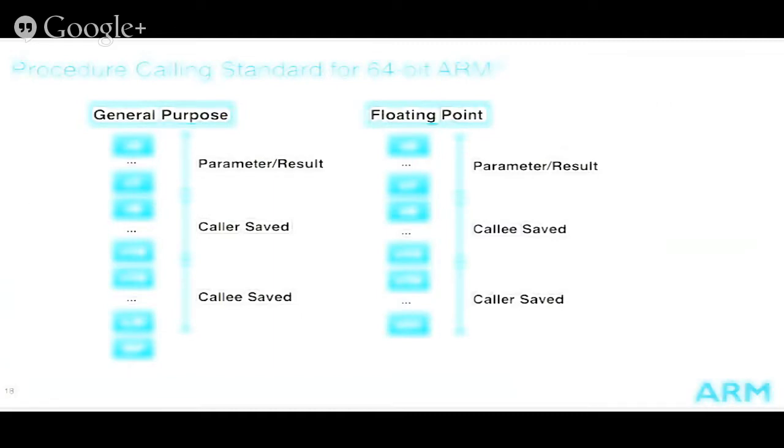As you can see, we always have the floating point unit compared to ARM32, so we always pass vector floating point values in the V registers. We use X0 to X7 and V0 to V7 for passing arguments, and the other registers according to the slide here.